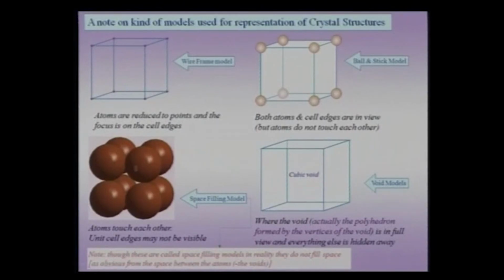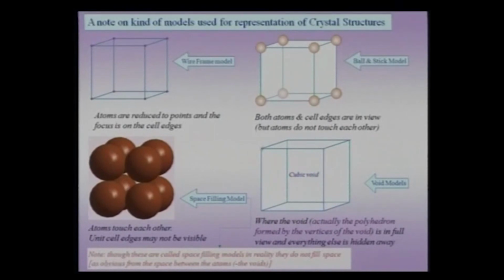I try to put an atom, of course, which would snugly fit into this void. Then that atom, which is of course an atom not belonging to this simple cubic structure, would actually be touching all the 8 atoms. So, as far as that atom goes, the void around it is in the shape of a cube. So, in this case, the void is in full view, the atoms and other entities have been hidden away.